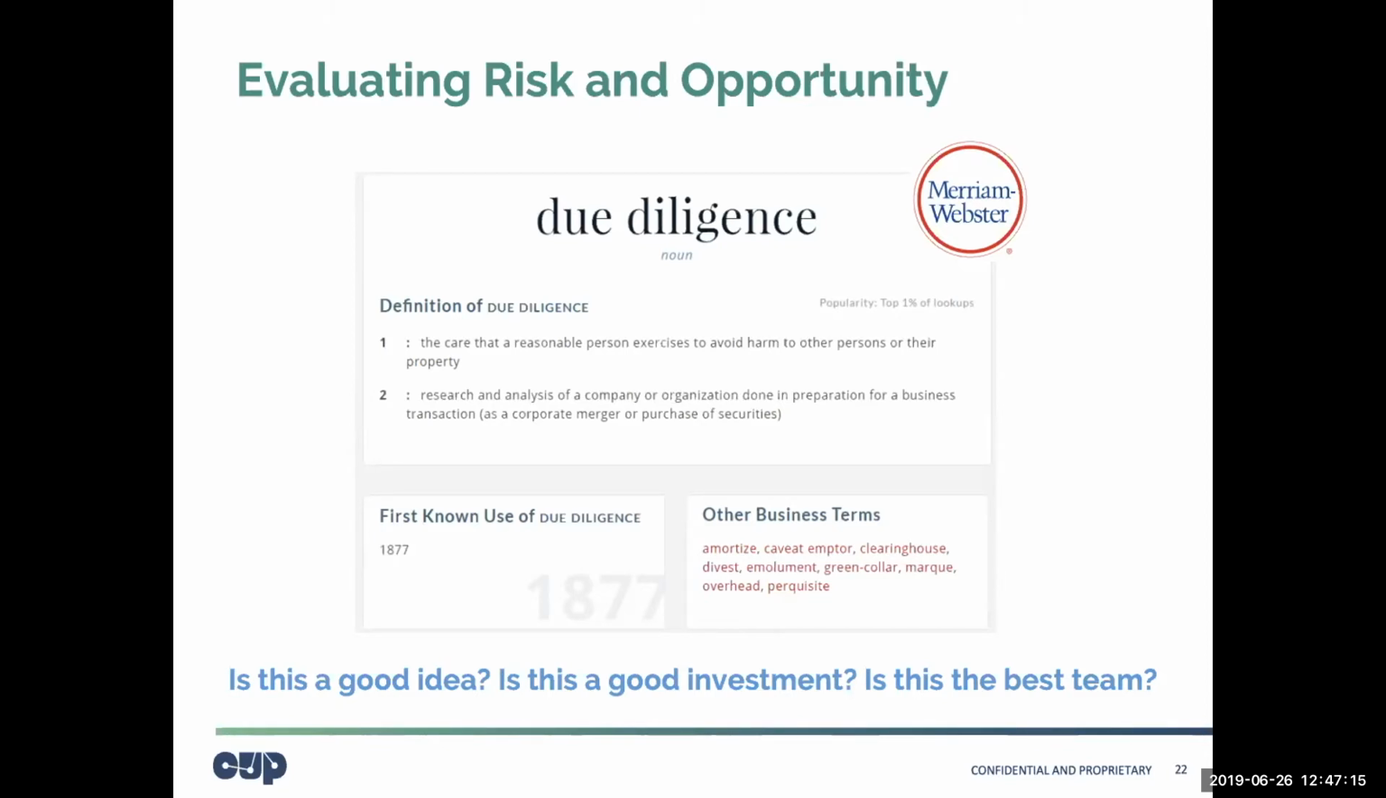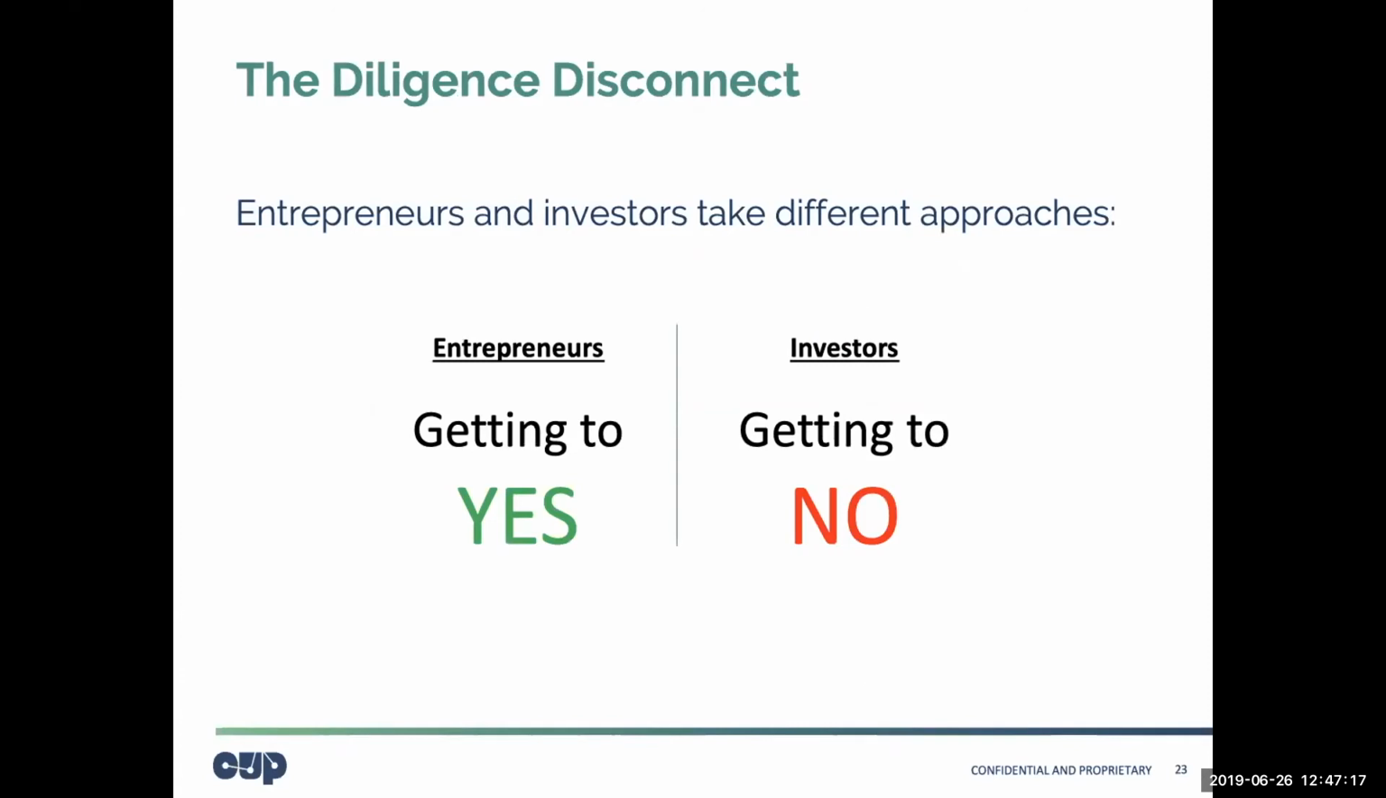And so the next slide, this just highlights that entrepreneurs and investors take very different approaches. Entrepreneurs are generally trying to get to a yes. Investors are generally trying to convince themselves that they don't want to do an investment. The middle ground is really where deals generally happen.